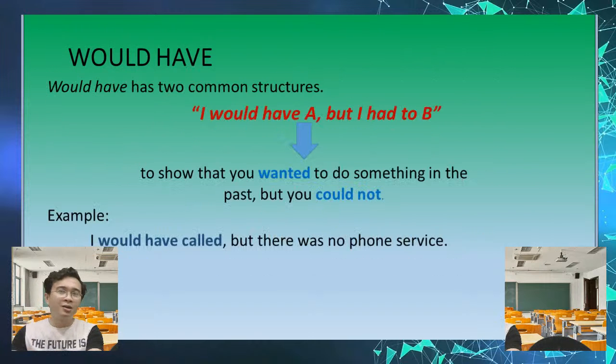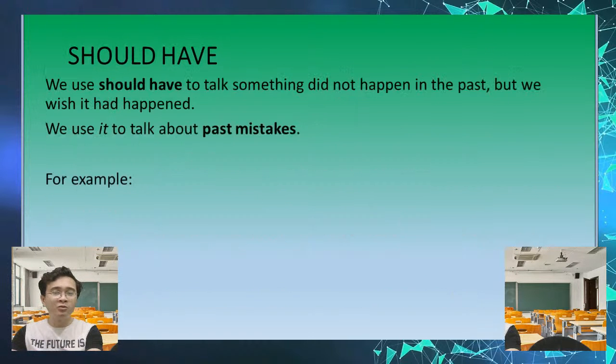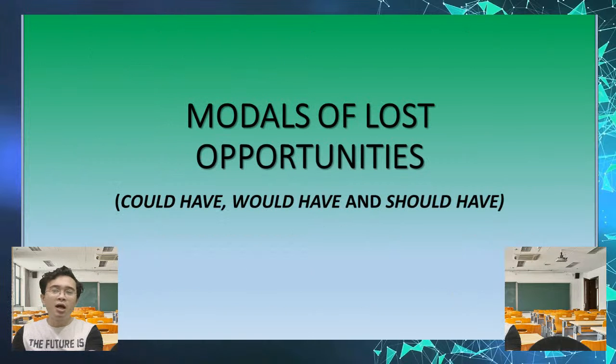Again, let's have our review. To review here, we have our 3 modals of lost opportunities. So it's could have, would have, and should have. After we use these modals, the next word should be pp, so use the past participle of the verb. And again, we call them lost opportunities because we wanted to change something in the past, but it was impossible. So we call it lost opportunities.